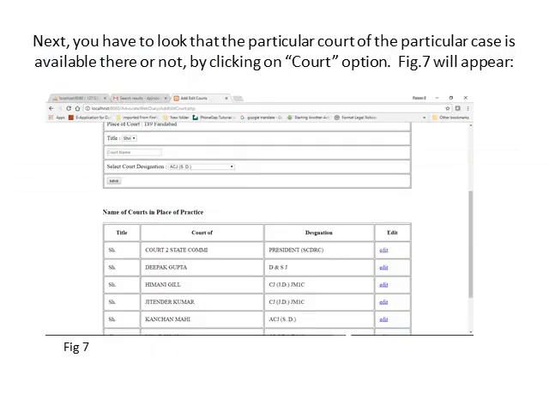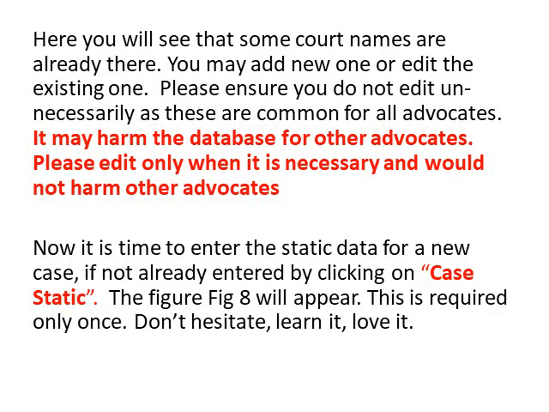On the next, this upper portion is for entering a new code, and the lower portion is showing the codes already available there, which may be edited by clicking on this edit option. Next screen is a caution screen. Here you will see that some code names are already there. You may add new one or edit an existing one.